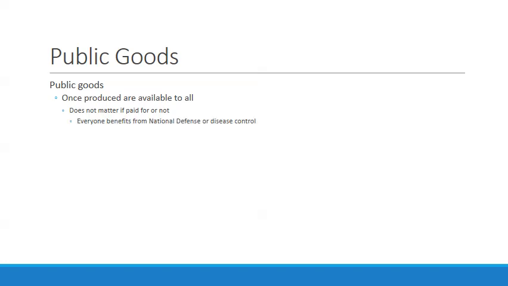So now that we have an exact definition of private goods, in which private goods are rival and exclusive, we'll look at public goods. Once produced, they're available to all. It doesn't matter whether you paid for it or not. So everyone benefits from national defense or disease control. They don't have to pay for it to benefit from it. Simply living here in the United States gives them access to defense and gives them access to disease control, whether they pay for it or not.